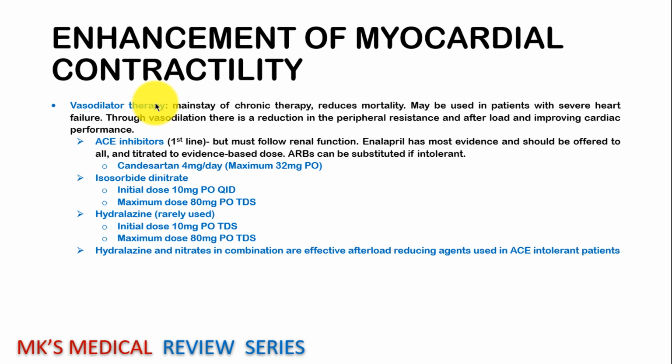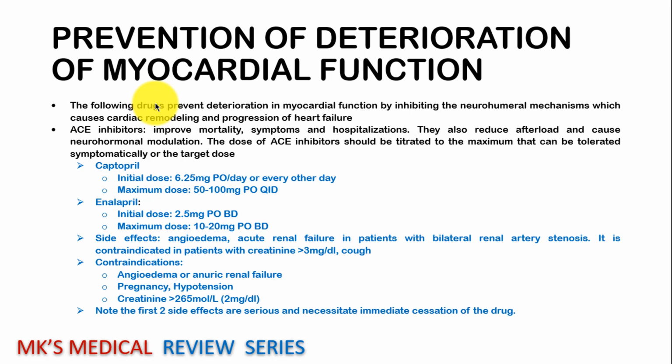You may also give other vasodilators such as isosorbide dinitrate, 10 milligrams orally 4 times a day, or you can actually reach a maximum of 80 milligrams orally 3 times a day. Hydralazine is rarely used, so I will not even talk about it because we usually reserve it for patients that we treat hypertensive emergencies with. I will not go into details of that. Then you want to also prevent deterioration of myocardial function, which is often done using the ACE inhibitors, enalapril. Okay, that's the one I want you to know, enalapril. So enalapril is given at 2.5 milligrams orally twice a day with a maximum of 10 to 20 milligrams orally twice a day.